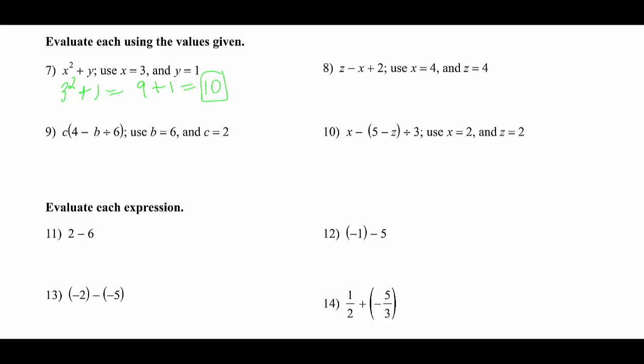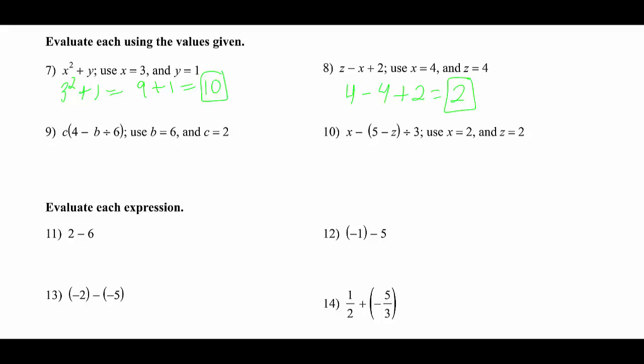And then I'm going to do the same thing on the rest of these. So just make sure that you put the right number for the right letter, and then following order of operations is the other big thing. Now if I put 4 for both x and z, they happen to be the same thing. 4 minus 4 is 0, and then I add 2 to that, and I get 2.